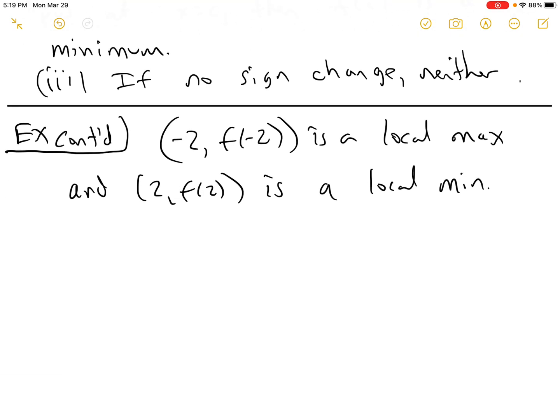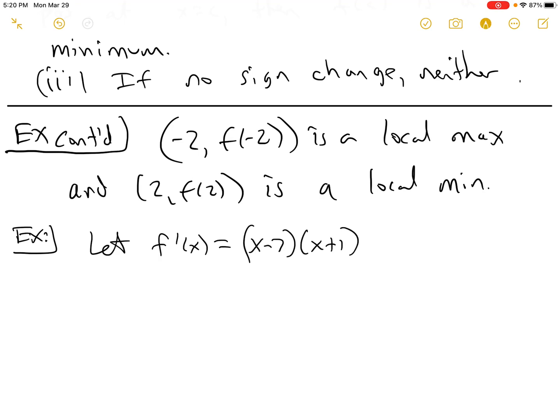Okay, here's another example. This time we're going to start, let's say we had a function f and we did some math here and we computed the derivative, factored it, and got this factored form, x minus 7, x plus 1, x plus 5, and we were asked to identify local max and mins.